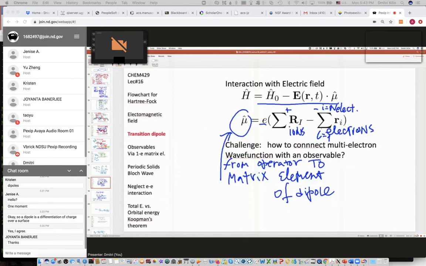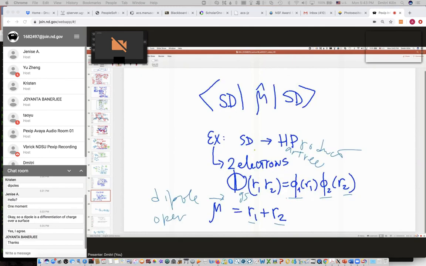I am going to simplify my own life, and instead of a Slater product, I will do just a Hartree product, because otherwise it will be too much writing. But the main idea will still be here. So the ground state wave function of a two electron system will be the product of electron number one sitting on orbital one and electron number two sitting on orbital two.